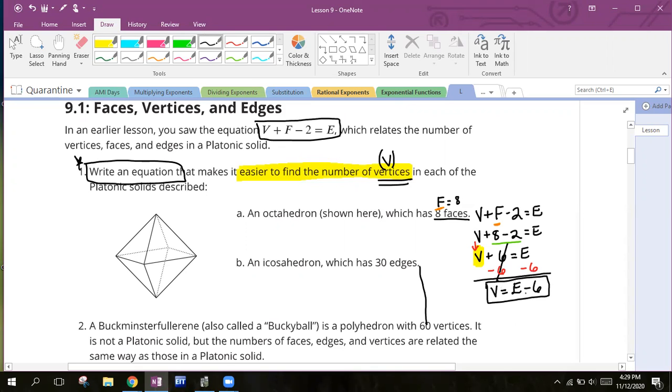Remember, it didn't ask me to solve anything. It just wanted me to write an equation that made it easier to find the vertices. So now I have an equation that's set equal to vertices, and that makes it easier to find.